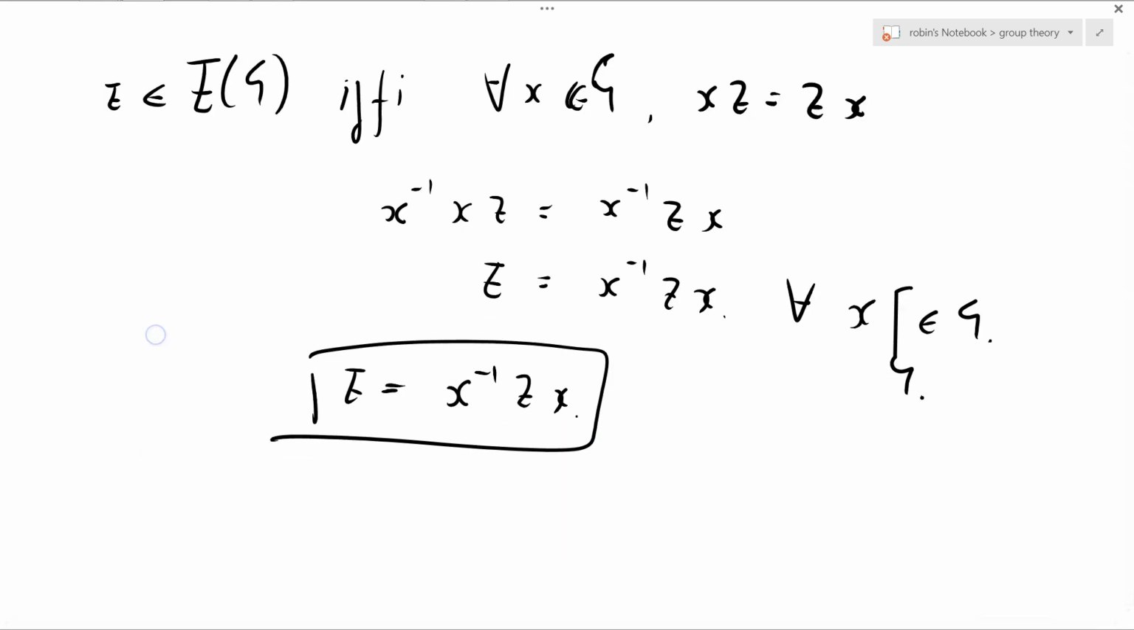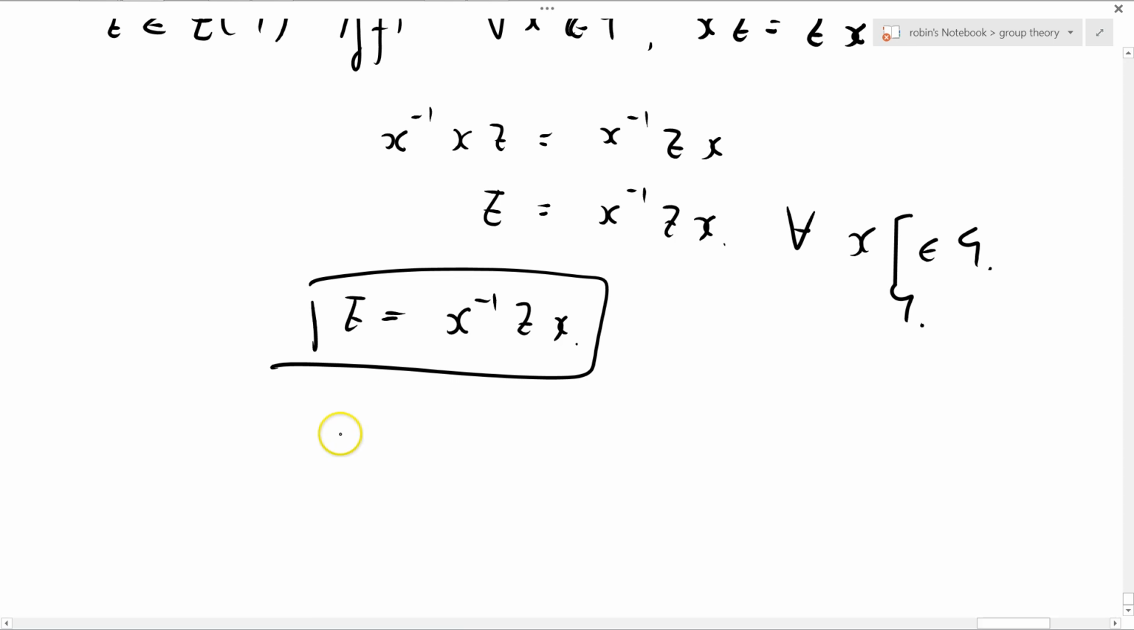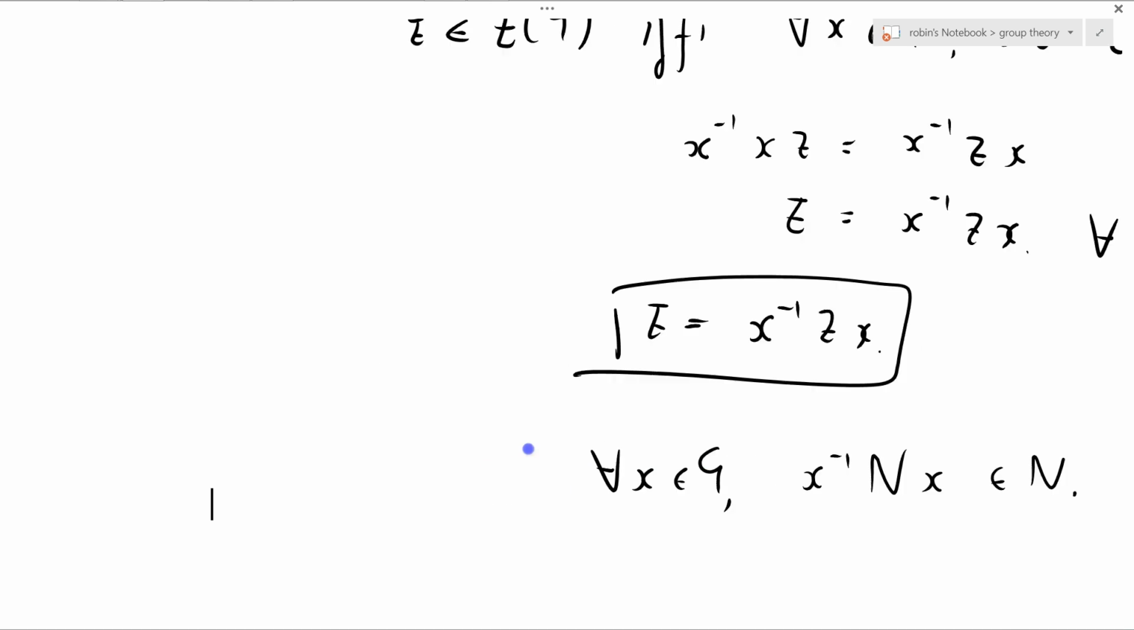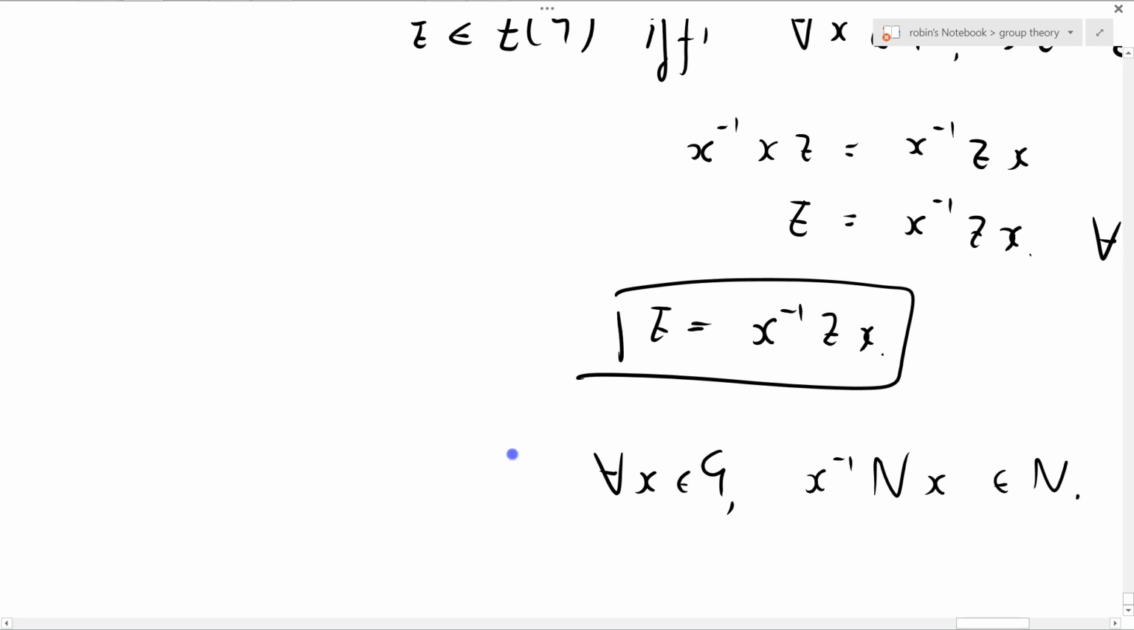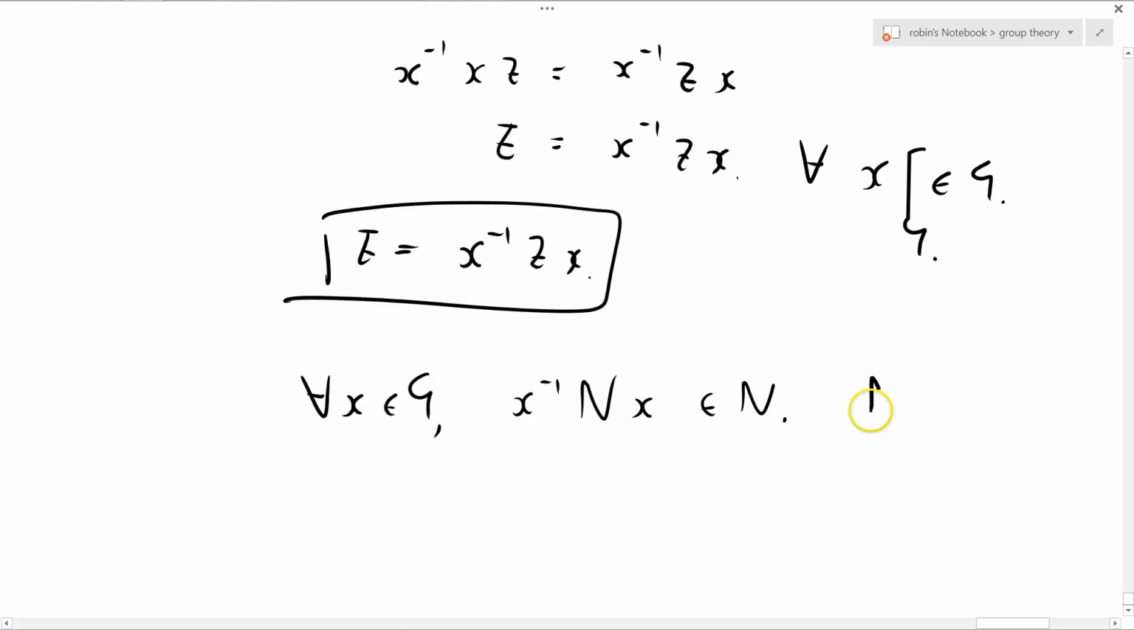Now, you'll remember the definition of a normal group is that for all x in the group, x minus 1 nx is a member of N. Okay? So that's the criterion for N being a normal group. So is that satisfied for an element z, which satisfies this?